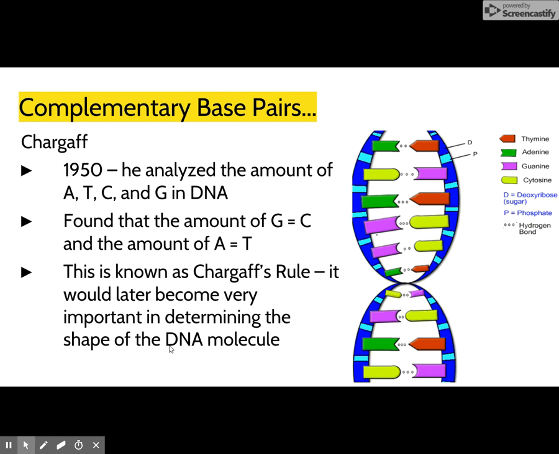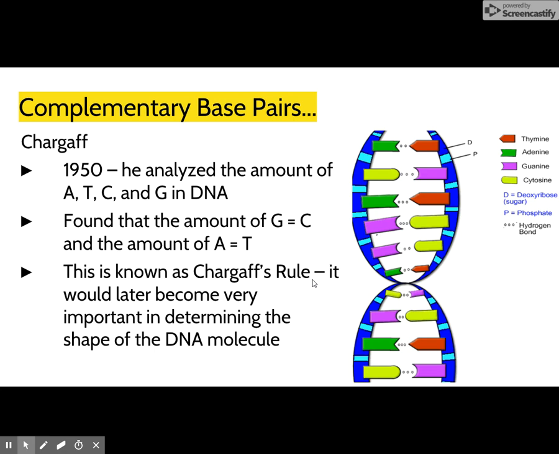The man who figured out the base pair rules is a man called Erwin Chargaff. Chargaff worked in 1950, and he was analyzing the amount of adenine, thymine, cytosine, and guanine in DNA. And when he broke down DNA, he found that he got the same amount of adenine as he got thymine, and guanine ended up being equal to cytosine. So he figured out that these molecules must be paired in some way so that they had equal amounts.